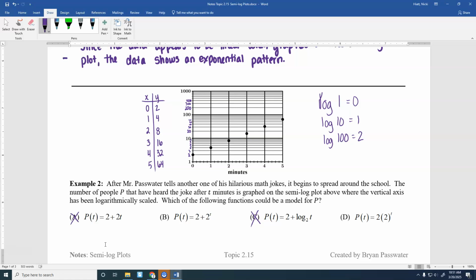I would just do that by plugging in a couple of numbers. So if I plug in 0 right here, I'd have 2 plus 2 to the 0 power, which would be 2 plus 1, which would give me 3. Is that right for that first point? It is not. So D must be our answer. 2 times 2 to the 0 would be 2 times 1, which would give us 2 for that.